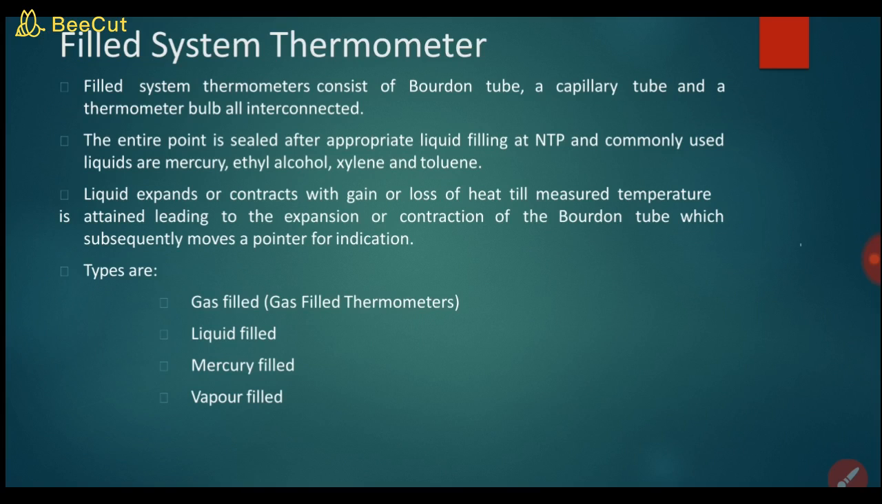Next is the filled system thermometer, and it consists of a Bourdon tube, a capillary tube and a thermometer bulb, all interconnected. The entire system is filled with an appropriate liquid at NTP, and commonly used liquids are mercury, ethyl alcohol, xylene and toluene. The liquid expands or contracts with gain or loss of heat till the measured temperature is attained, leading to the expansion or contraction of the Bourdon tube, which subsequently moves a pointer for the indication. There are some types. First one is gas filled, liquid filled, mercury filled, vapor filled.